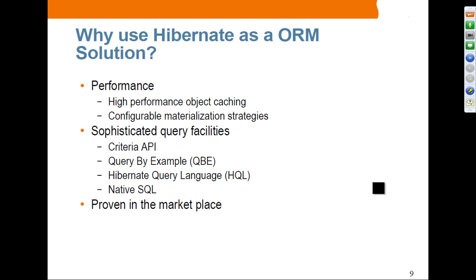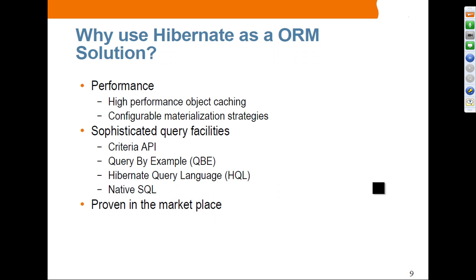Hibernate is, as I said, one of the most popular ORM mappers, and the reason is because it provides high performance. It supports caching, and you can configure the mapping in many different ways. It does provide a pretty comprehensive set of query facilities, such as the query API, query by example, Hibernate query language, and native SQL. And it's proven in the marketplace.